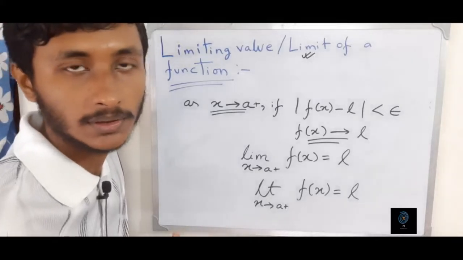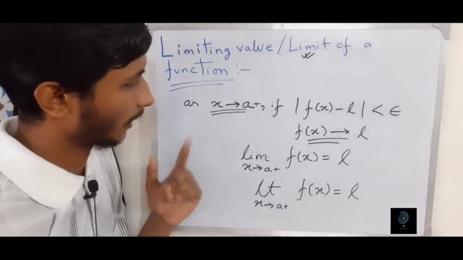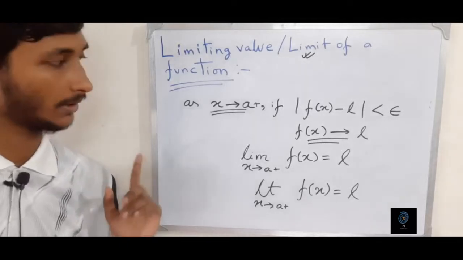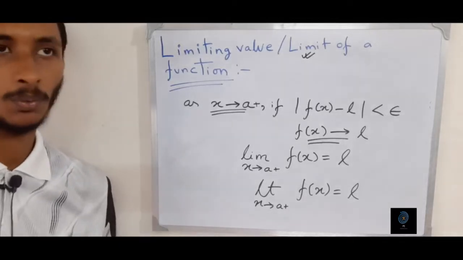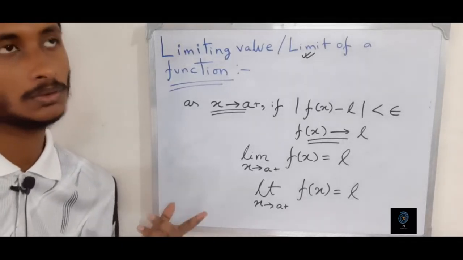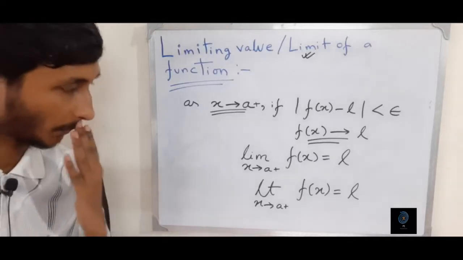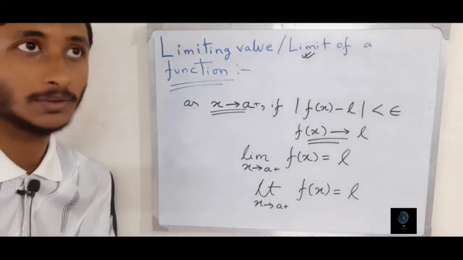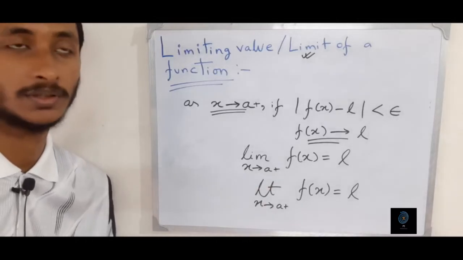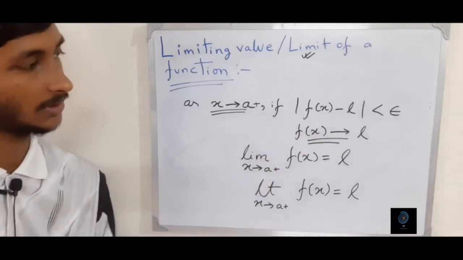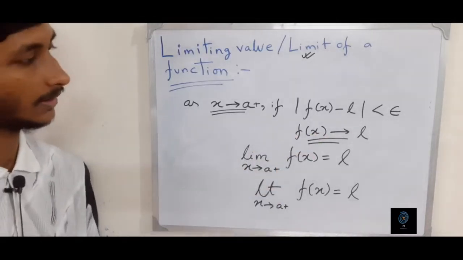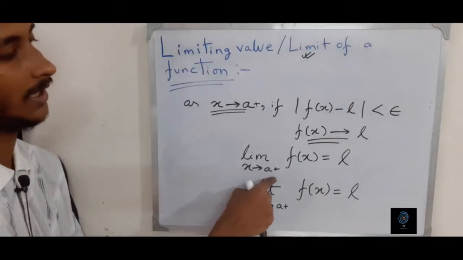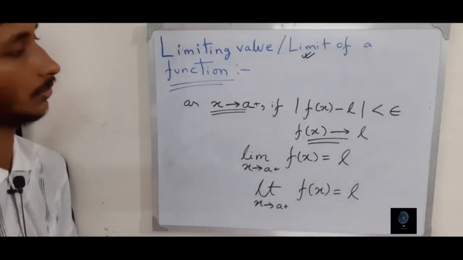Consider our first example where we were taking the values of x as 1.1, 1.01, that is, x was approaching 1 from a greater value, from the right hand side. We could see that f(x) was taking the values 2.1, 2.01, 2.001, and f(x) was approaching L. So in that case we could have written limit x tends to 1 plus f(x) equals 2.